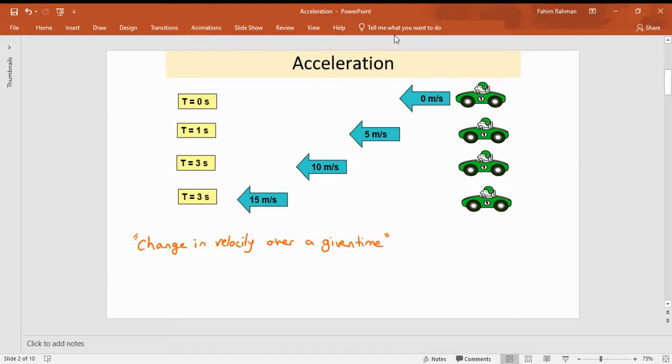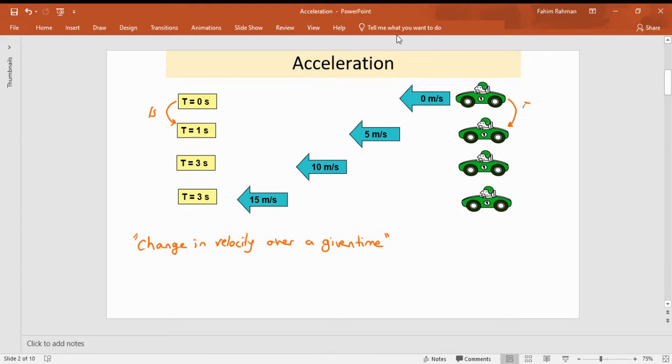So, if we have a look at this car, in the space of this 1 second, initially at time 0, so before anything has happened, this car is traveling at 0 meters per second. Okay, it's not really going anywhere. Then over the course of 1 second, that velocity, that speed changes from 0 meters per second to 5 meters per second.